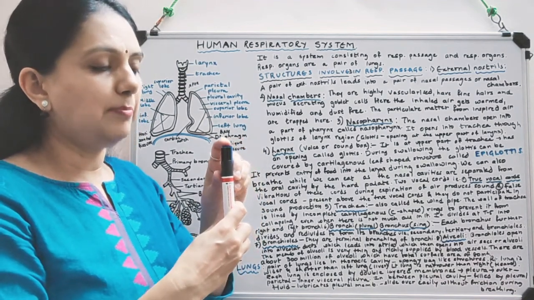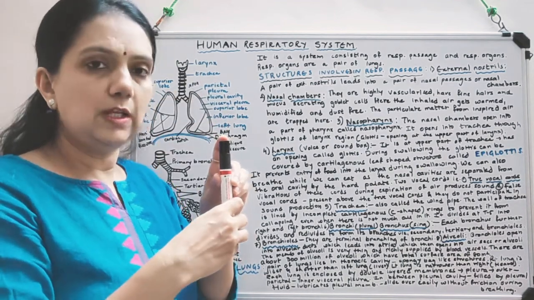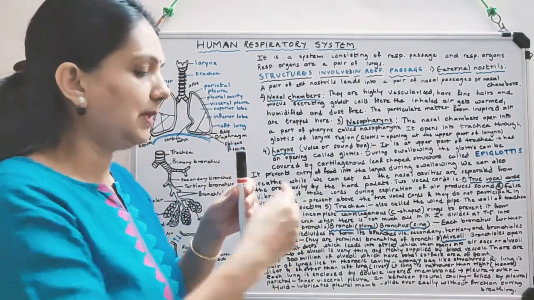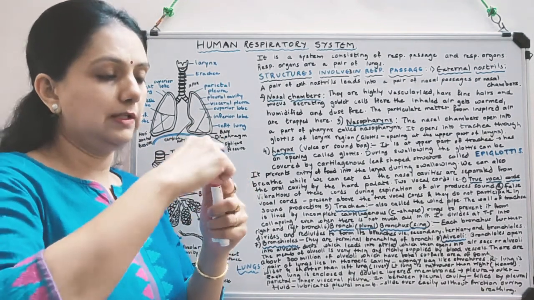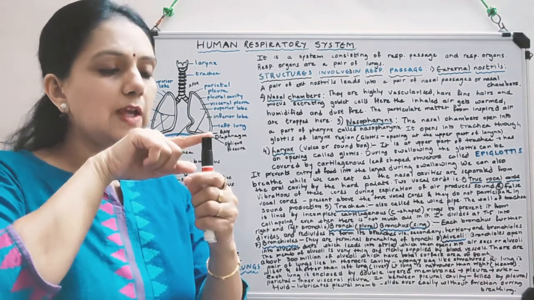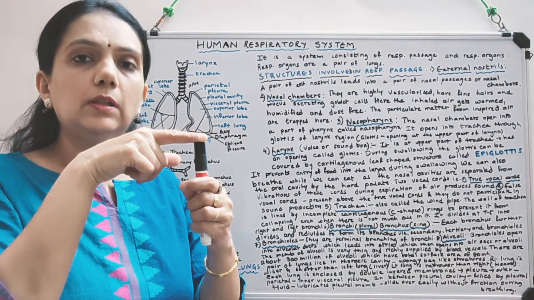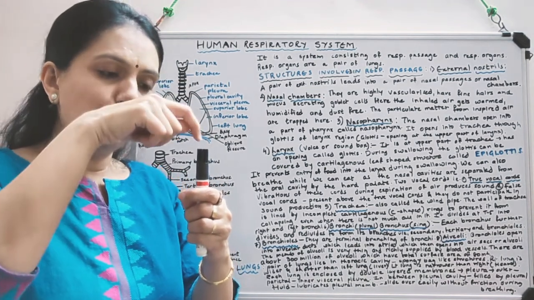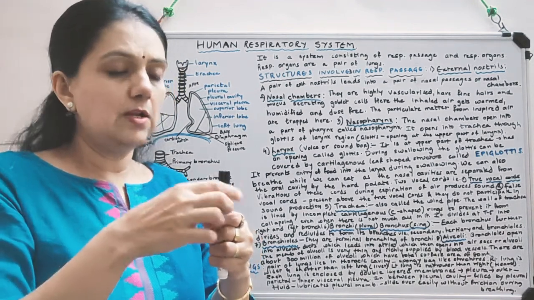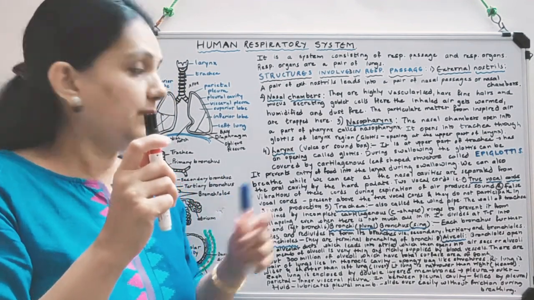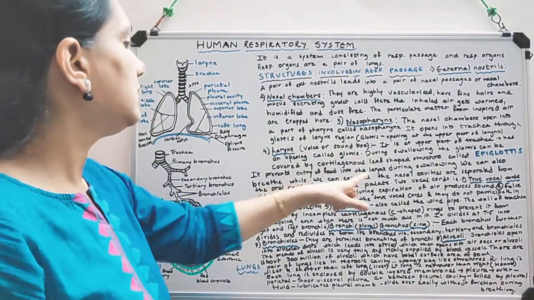Now normally what happens, air is taken in and the passage is open. But when you are eating, normally this epiglottis is directed towards this esophagus, like this. But when you are swallowing anything, this flap comes and closes the larynx so that food can go into the food pipe and not into the larynx and the trachea. So this is very important.